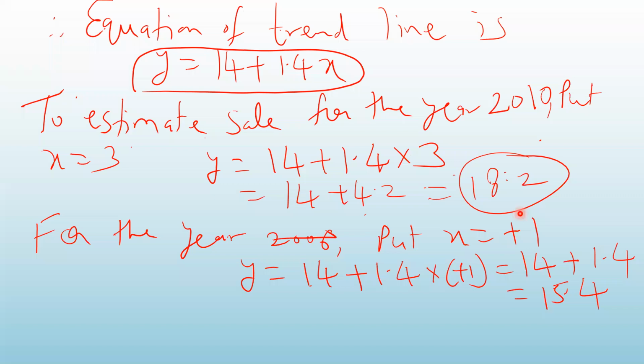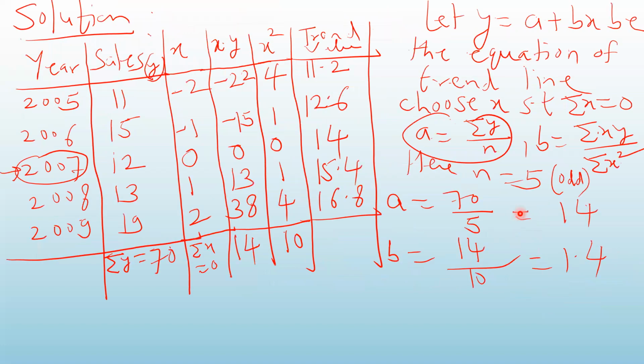Okay, so today we have solved the problem where the number of years were odd and was 5. Okay, so exactly 1 year will come in the center. What if the number of years are even? Suppose 5 की जगह 4 है या 6 है. So how will you give the values of x? So that we will see in the next class.